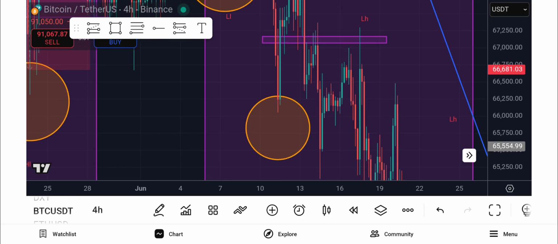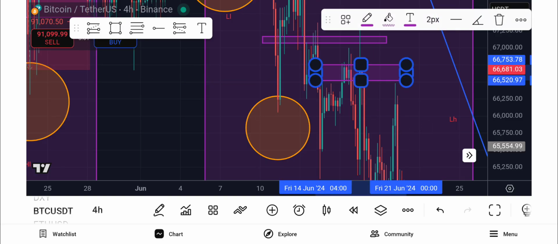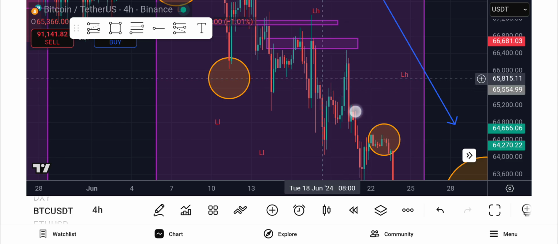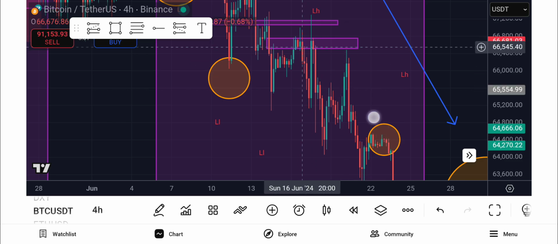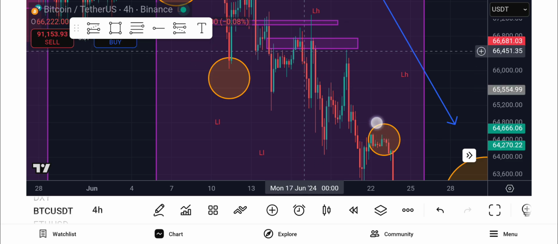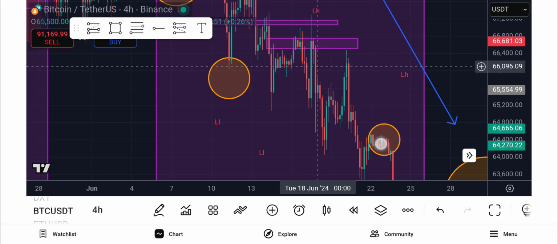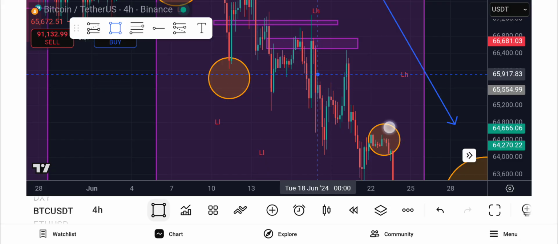Let's identify another fair value gap. Look. 1, 2, 3. Gap between the first and the third. Another fair value gap. This isn't a fair value gap. Why? 1, 2, 3. This third and the first wick, they touch. Alright. Another fair value gap. What do we see? 1, 2, 3. What do we do? Fair value gap right here.